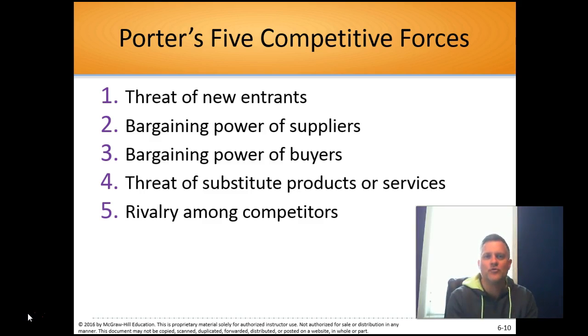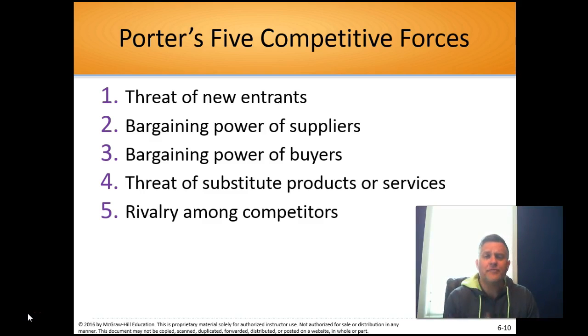The threat of substitute products or services. Can the consumer go somewhere else and get a product that can be used as a substitute in lieu of mine? So if there are a lot of substitute products available, then it's not necessarily an attractive industry. If there aren't a lot of substitutions available, and I have a very unique product that cannot be substituted, then it becomes a much more attractive industry.